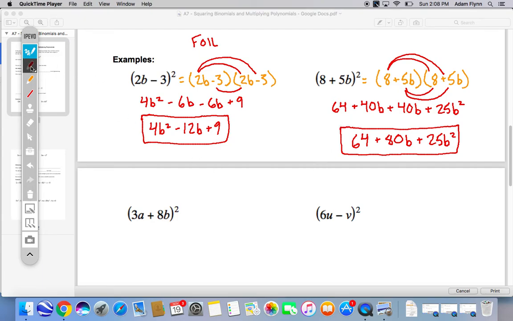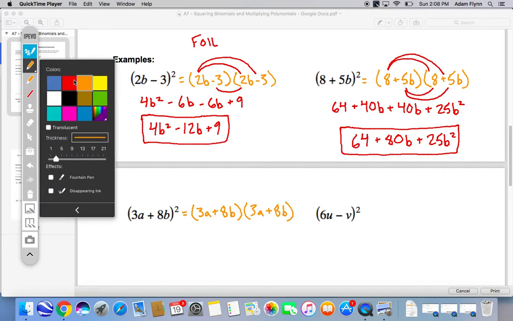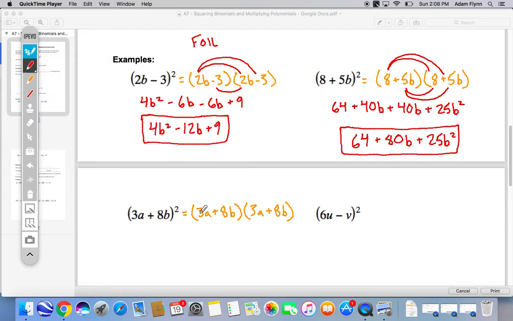All right, let's head down to the last two. So I have 3a plus 8b squared, so I'll expand. So 3a plus 8b times 3a plus 8b. So I'll multiply my first two terms. So 3a times 3a is 9a squared.